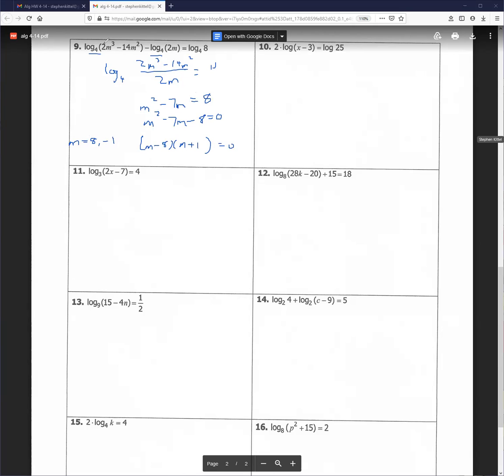All right, if we plug in an 8, 2 times 8 to the third minus 14 times 8 squared. Well, we'd have to check on the calculator, but I'm pretty sure that's positive. 2 times 8 is also okay. So 8 is fine. But let's plug in a negative 1 now. So this is negative 2 minus 14, that looks like it's negative. And then log base 4 of 2 times negative 1, that's also negative. We can't have that. It's 8 only.